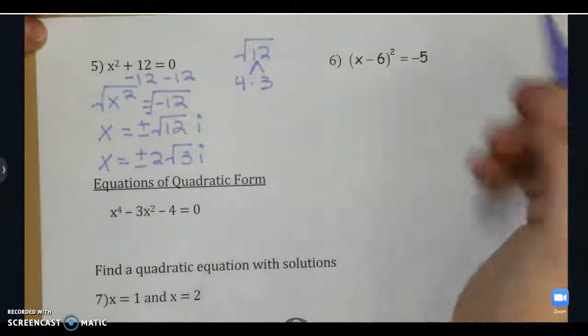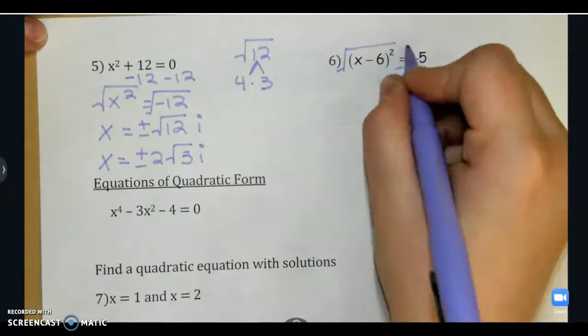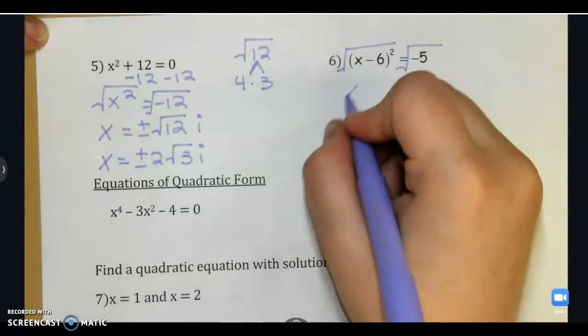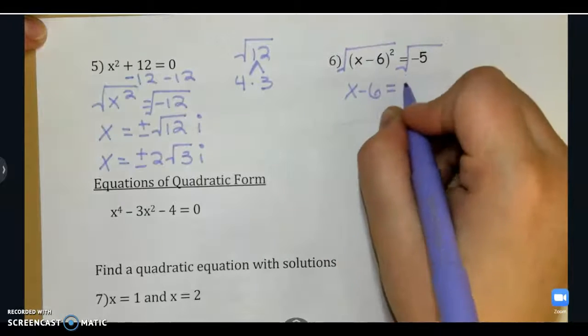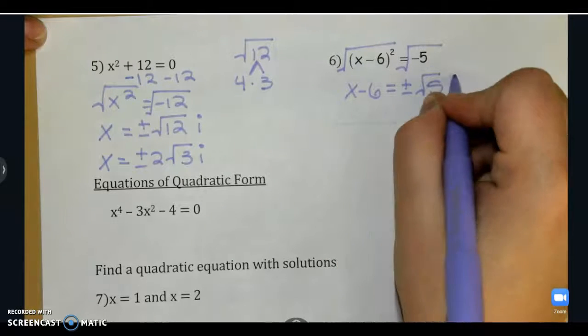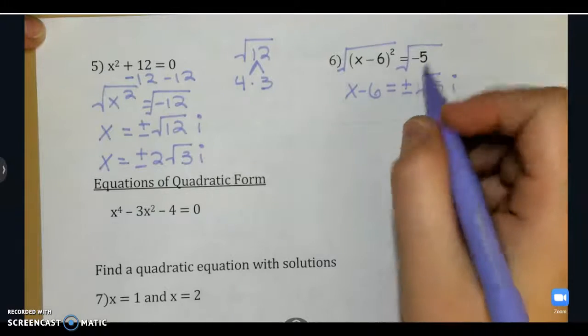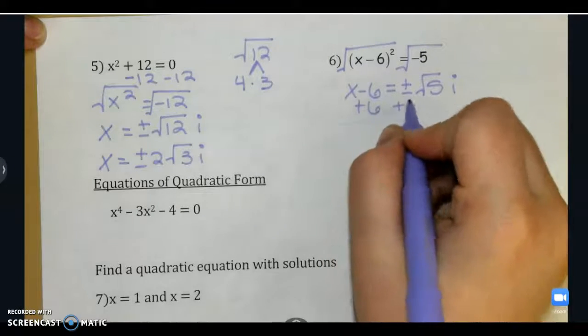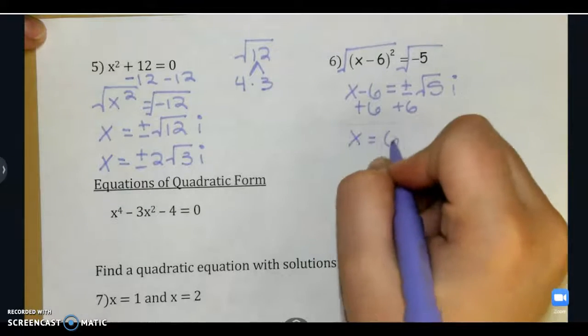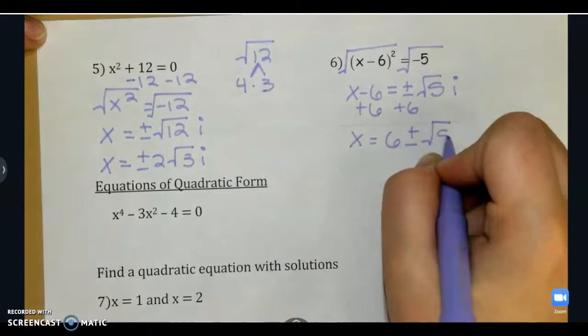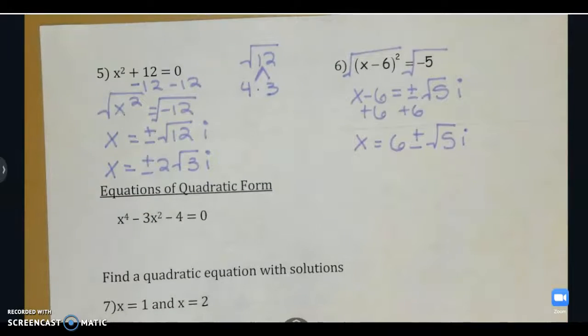Number 6, my square is already by itself. So again, I took the square root of a negative, so I'm going to rewrite that in i form. Now, I still need to get x by itself, so I have to add 6 to the other side. And remember, with a complex number, the real number goes in the front. Okay.